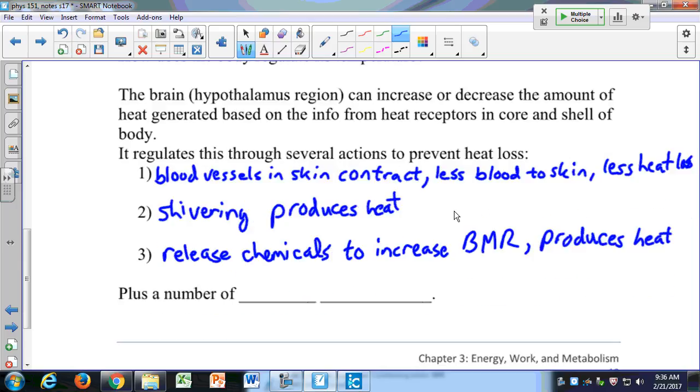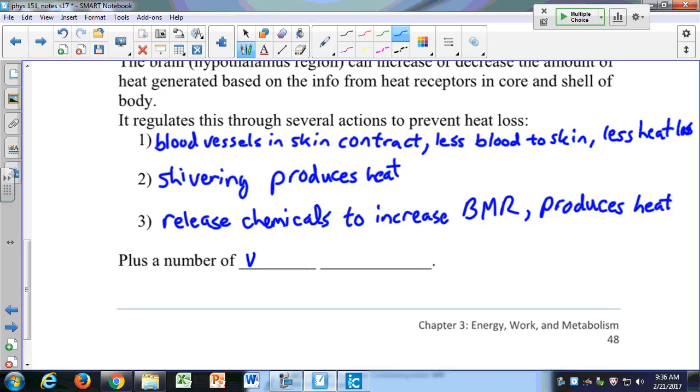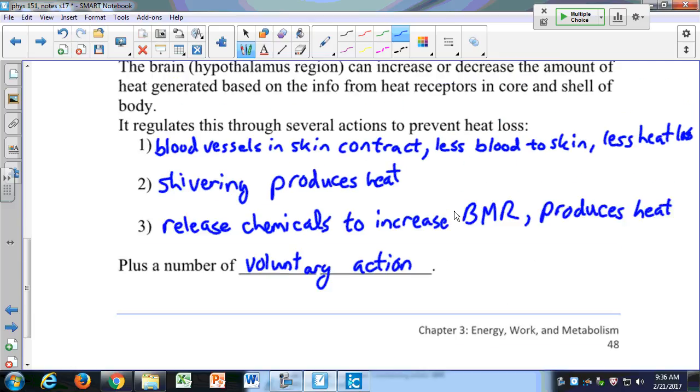Plus, there are a number of voluntary actions. You put on a jacket, you wrap yourself in a blanket, you sit next to a heater, stuff like that. But these are three involuntary things that your body does. Those are to conserve heat.